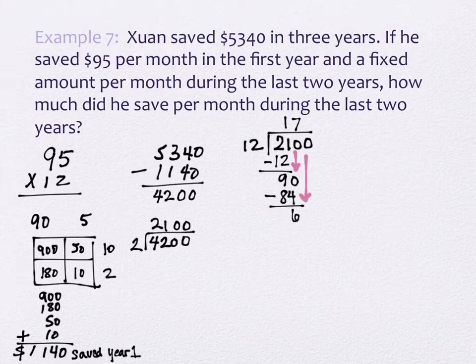And then bringing my 0 down one more time, I've got 12 goes into 60 how many times? 5. And that's it, exactly 60. So remainder of 0. So this is my final answer, at least the numerical portion. But what does it mean? Yeah. He saved $175 per month.